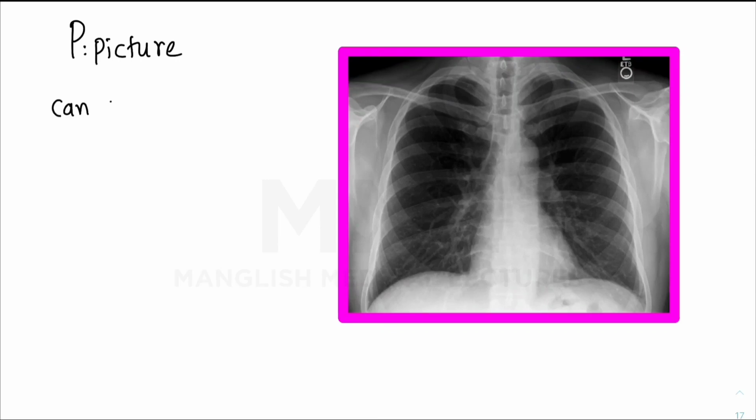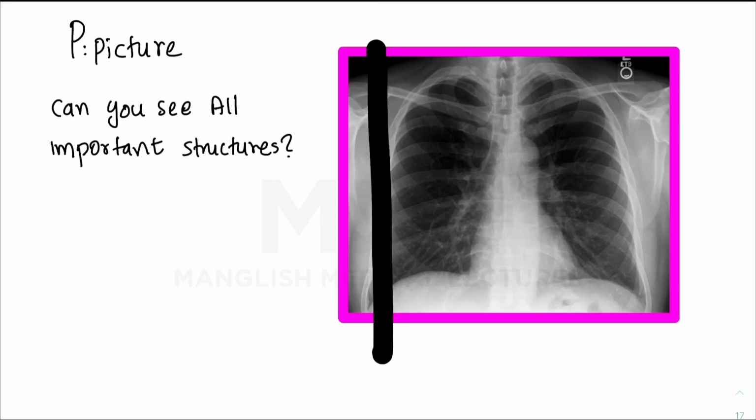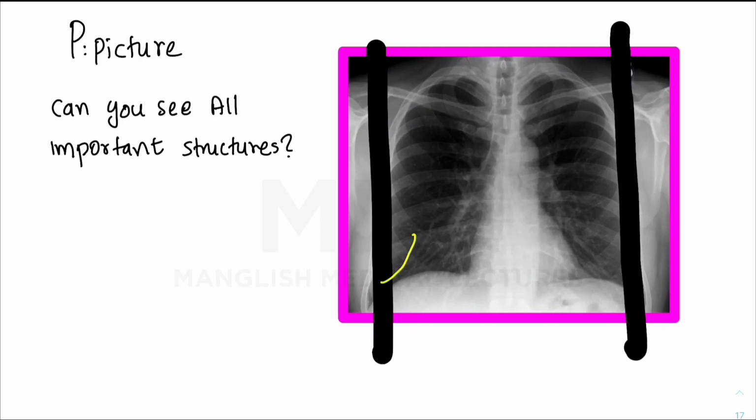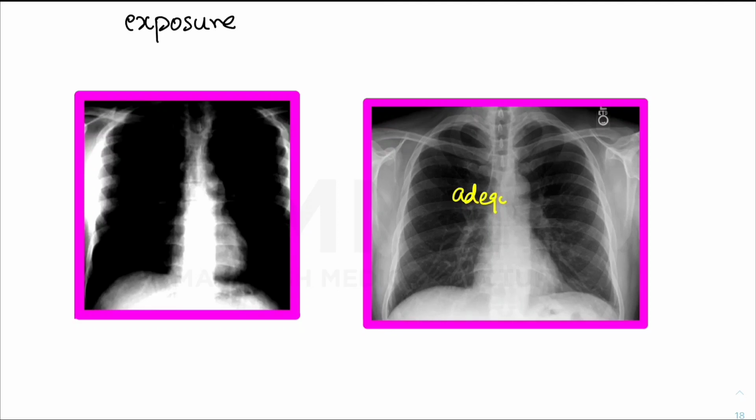Now the thing about picture quality is, are you seeing all the important structures? That's the only thing you should focus on. For example, consider an X-ray like this. Can you see the costophrenic recess now? You cannot see the costophrenic angle. So that's a bad X-ray. Now exposure. Exposure is the amount of rays that's going through, right?